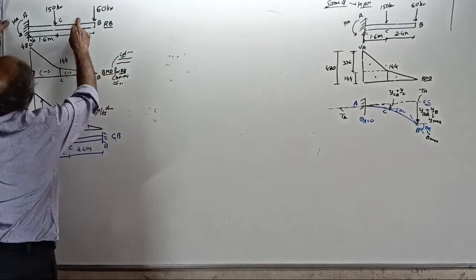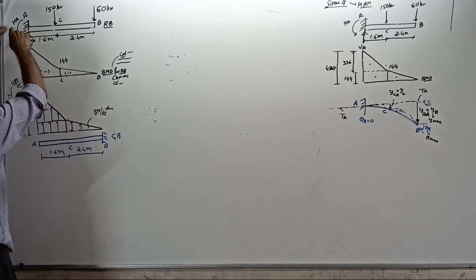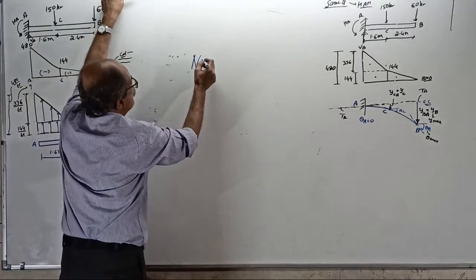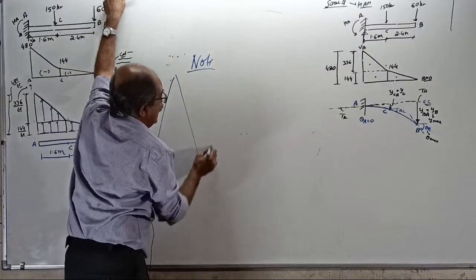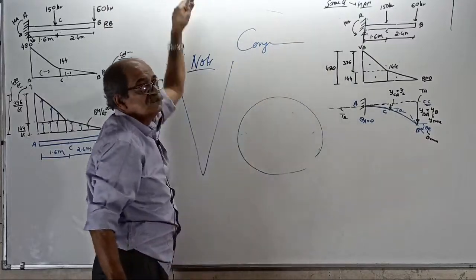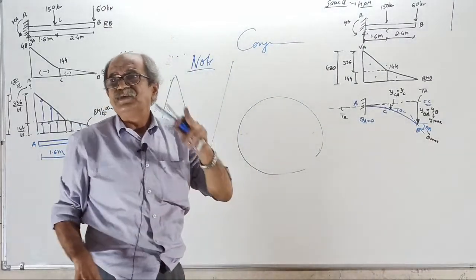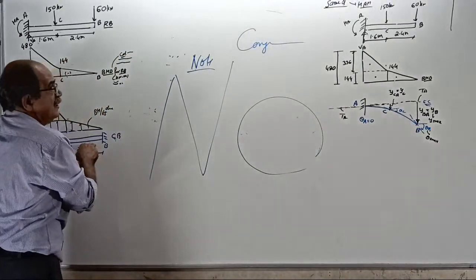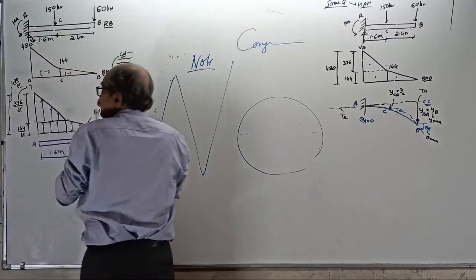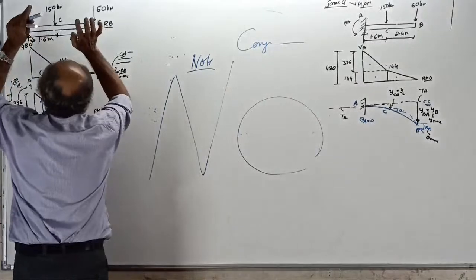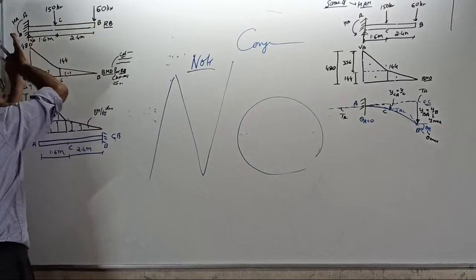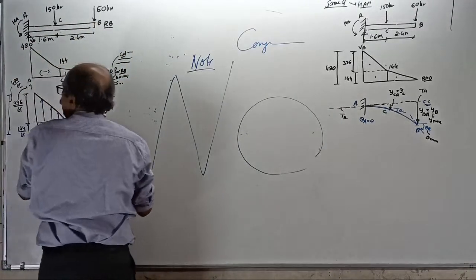Remember, real beam fixed end is here, and the conjugate beam reactions are here. But note, there is no need of calculating reactions, even for the conjugate beam, because the conjugate beam is also a cantilever. For the real beam, we look at the free end side. For the conjugate beam, we also look at the free end side. When you find BM for the real beam, look at the free end side; in the conjugate beam also, look at the free end side.